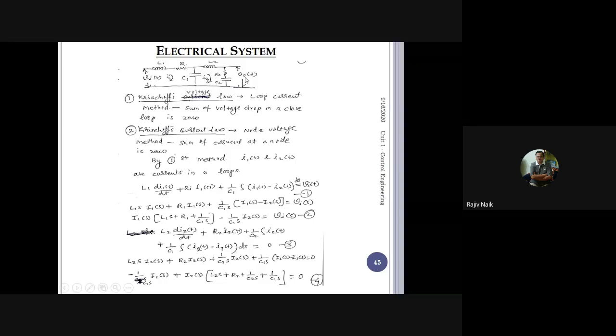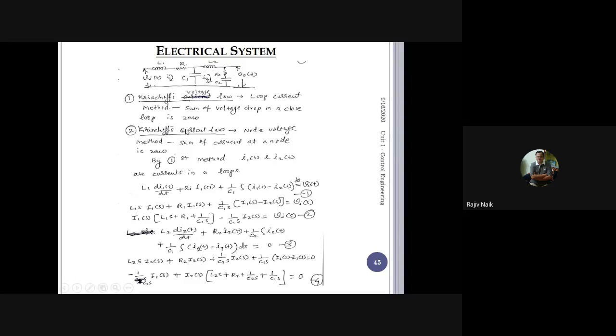At the same time, in this given problem, I2 is not asked. We are interested in V0. Output voltage is the voltage drop across this resistance and capacitance, R2 and C2 in series. So that equation also we have to write.